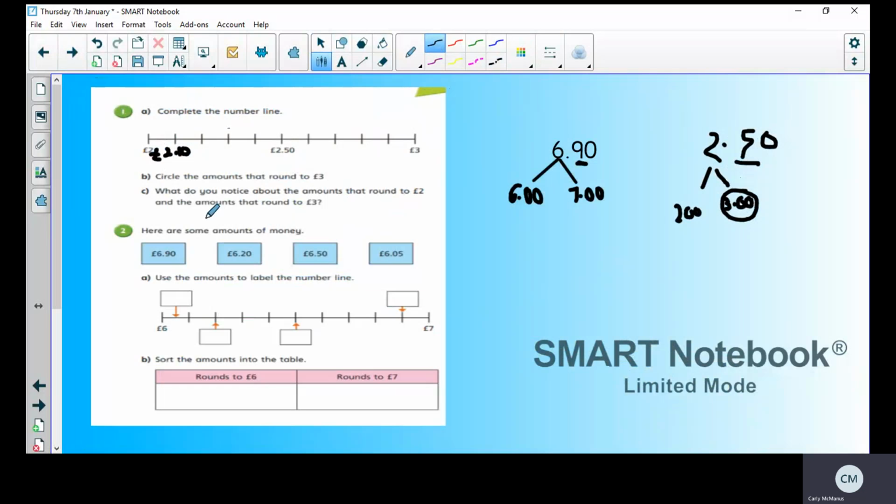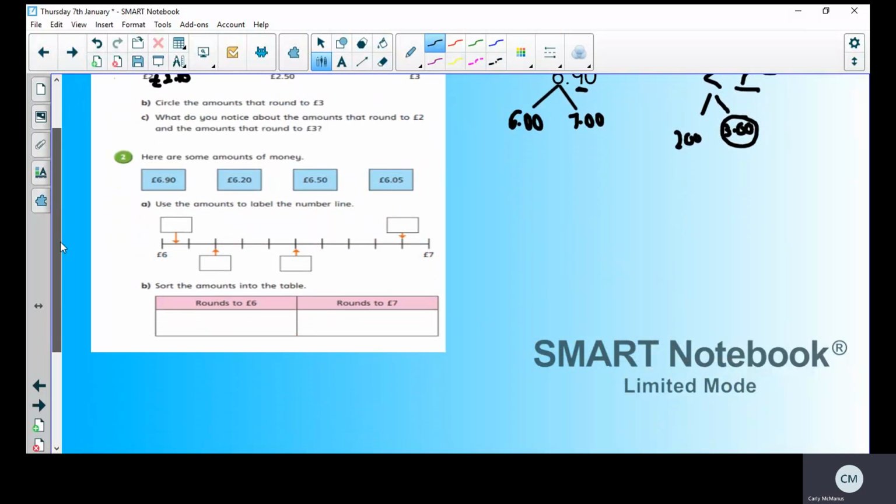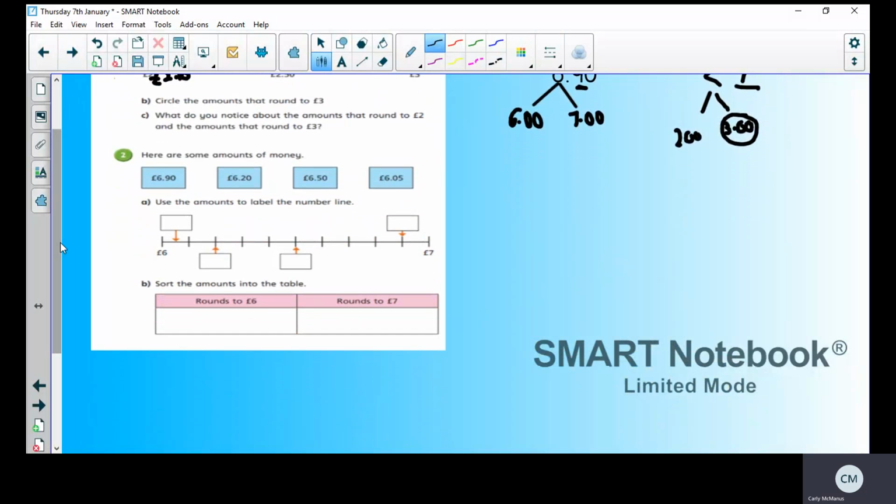And it's just asking you a question here. What do you notice about the amounts that round to £2 and the amounts that round to £3? So have a think about that. Question 2, it says, here are some amounts of money. Use the amounts to label the number line. So each one of these numbers goes on this number line.